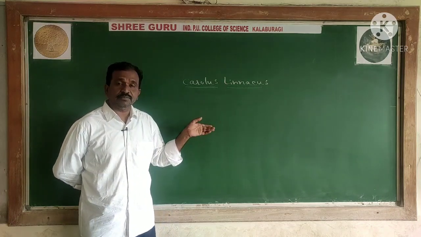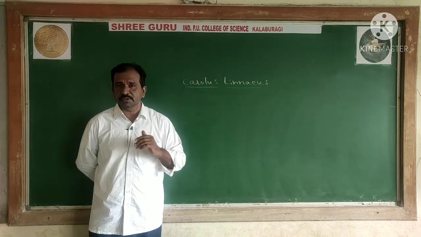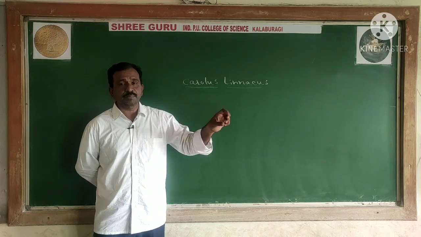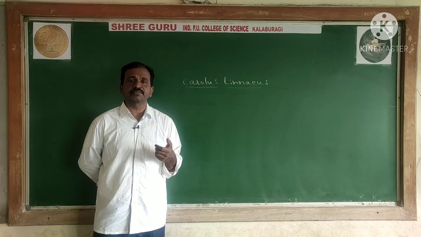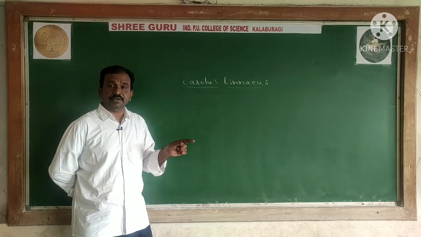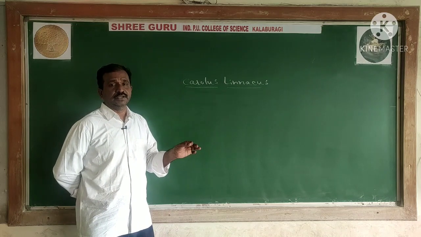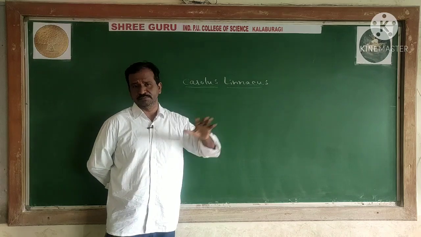So scientific names have to be given to plants as well as animals. In the plants you can observe that the scientific name starts. On what basis do they start giving the scientific name? Scientific names are given mainly on the basis of certain principles and criteria.